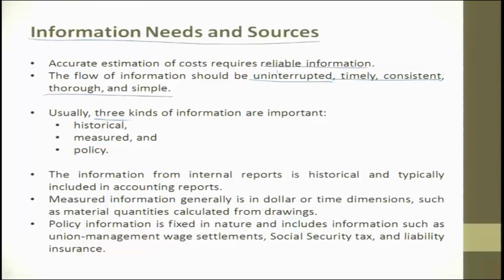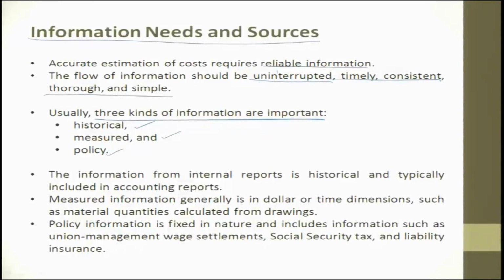Usually three kinds of information are important: historical, measured and policy. Historical is what the sales were last year and what measures we have taken this year, and policies are the government policies given for discounts and other things. The information from internal reports is historical and typically included in accounting information. Measured information is generally in dollars or time dimensions, such as material quantities calculated from the drawing. That is measured information.